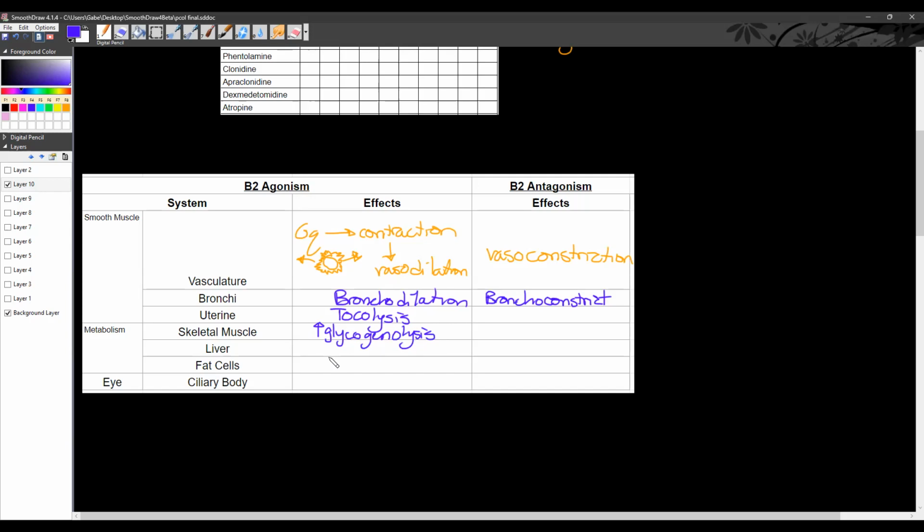So this means that the skeletal muscle is breaking down glycogen, whereas in the liver, we're doing glycogenolysis. So glycogen stores in the liver are being broken down, as well as gluconeogenesis. So what this means is that both the skeletal muscle and the liver are breaking down the storage of sugar, and the liver is making new sugar. And the result of that is that we get more and more sugar being dumped into the blood. In fat cells, we have more lipid release. And then finally, in the ciliary body, we have aqueous humor production.